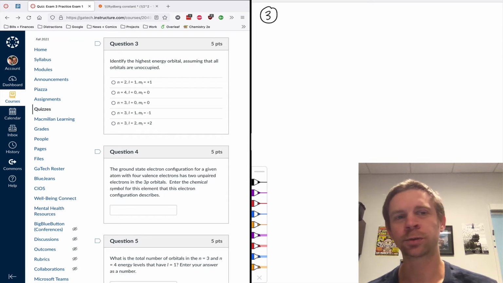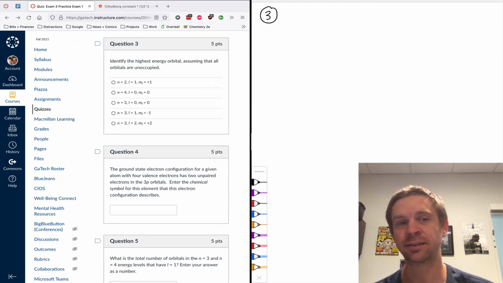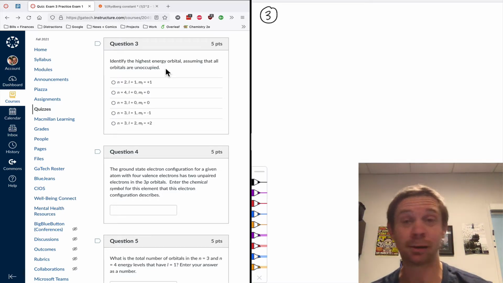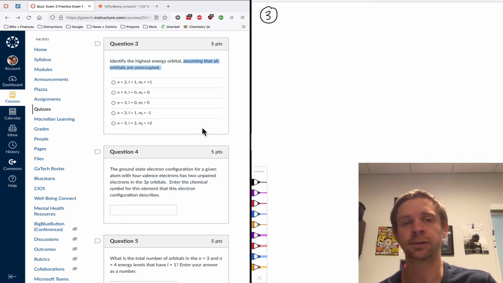In this video, we're going to work problem number 3 from Practice Exam 3-1 in the fall 2021 semester of Chem 12-11. And the problem here is deceptively simple. Our goal is to identify the highest energy orbital from the choices below, assuming that all orbitals are unoccupied. And this is potentially important later.